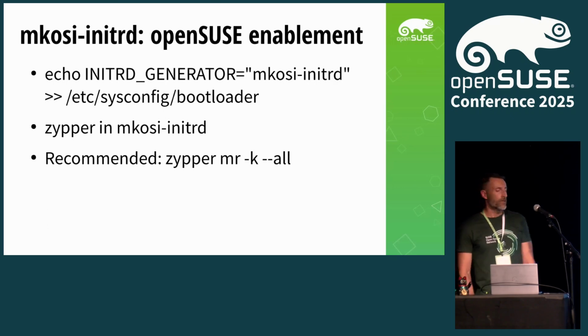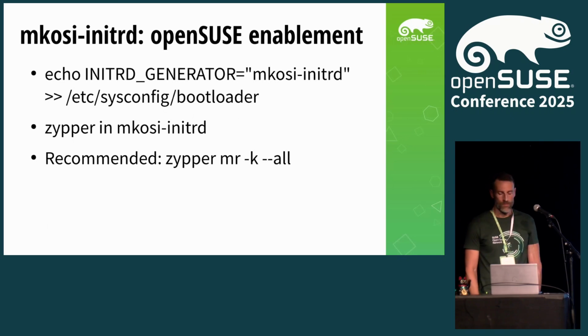So how to enable this in openSUSE Tumbleweed? We have a variable called initrd_generator. You can set this in /etc/sysconfig/bootloader and just install the package. It is also recommended to enable package caching because we are installing packages. That takes time, and if they are on the system, you don't have to download them. You just use what you already downloaded before. But we will see some things about that later.